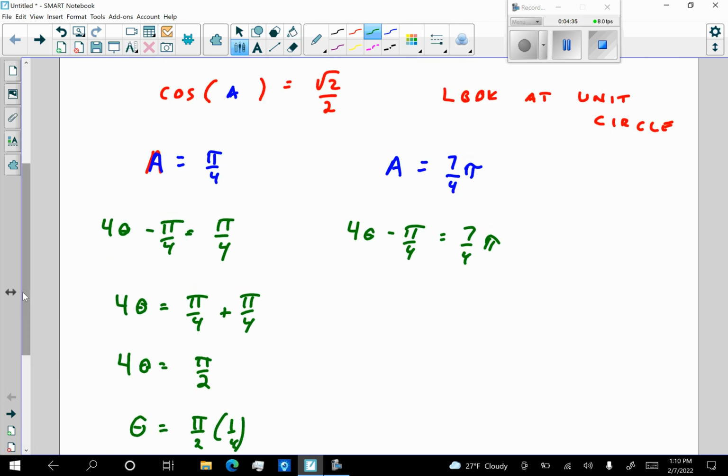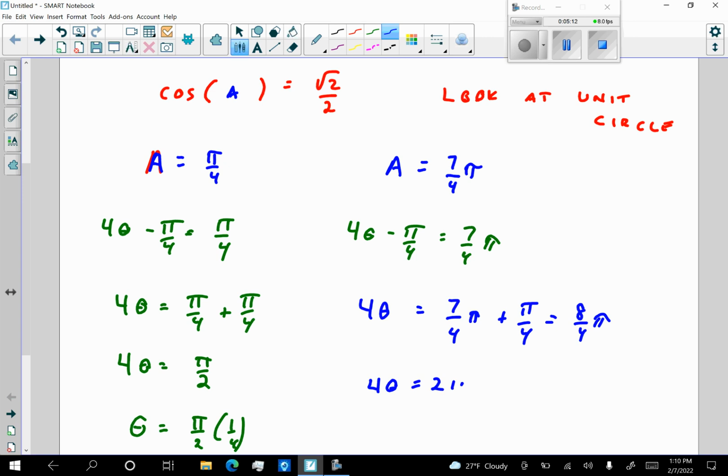And in like manner, let's solve this other guy over here. And here I have 4 theta. Again, I think it was Mary Beth that told me to add pi over 4 to both sides. 7/4, and I will write the step out for you, Arthur. So if I have 7/4 plus 1/4, that's 8/4. Okay, that's going to be 8/4 pi, and 8/4 pi is the same as 2 pi. So now I have 4 theta is equal to 2 pi.